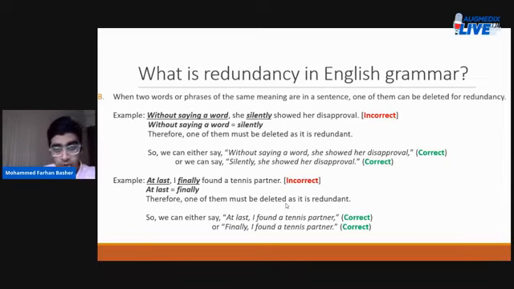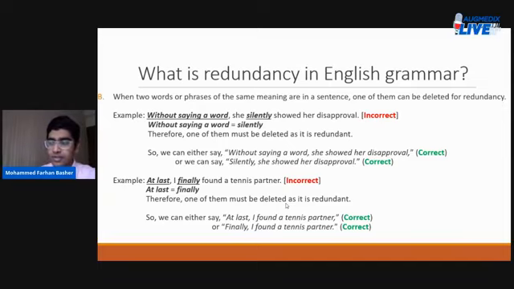Not, without saying a word, she silently showed her disapproval. No, that is incorrect, right? So you either say, without saying a word, she showed her disapproval, or you say, silently, she showed her disapproval. Because the phrase without saying a word and the adverb silently both give you the same meaning. Okay?